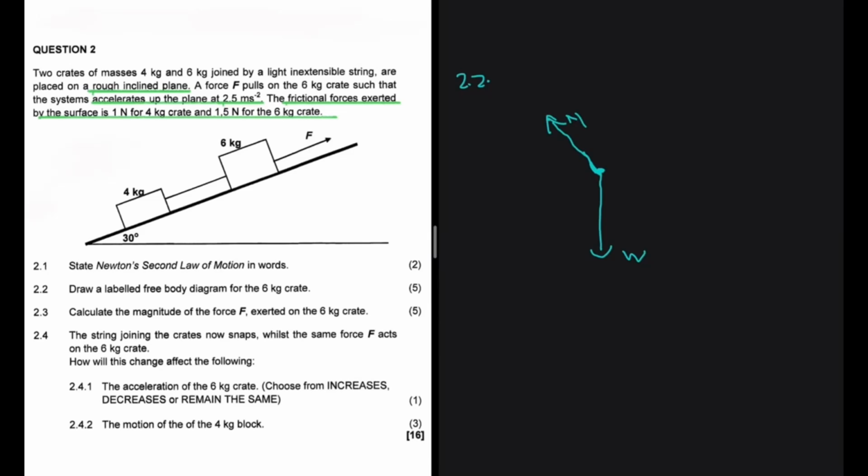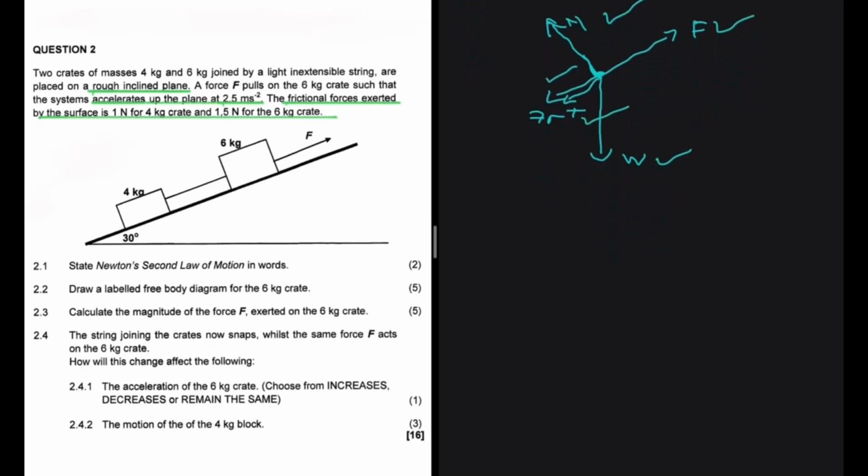And then from there on, we can see that we have a force applied. So let's go ahead and have that. And then there's a frictional force of 1.5 newtons. So let's put that there. And then the two blocks are connected by a string, so we must have the tension force somewhere there, right? And then 1, 2, 3, 4, 5. I think we're good to go.